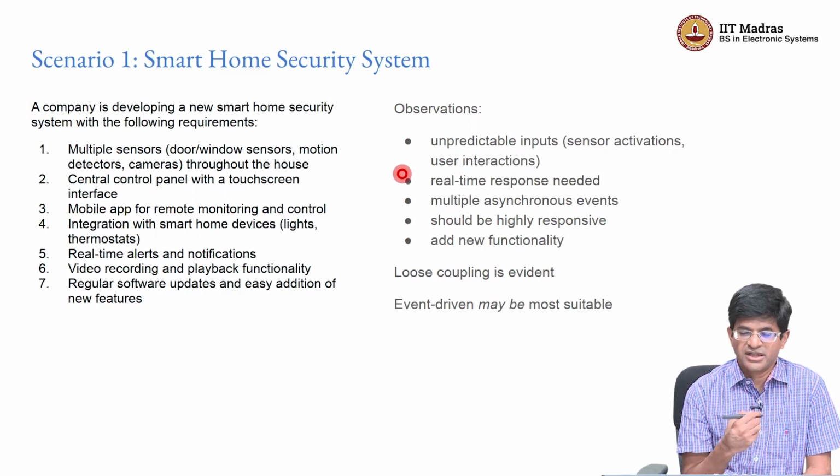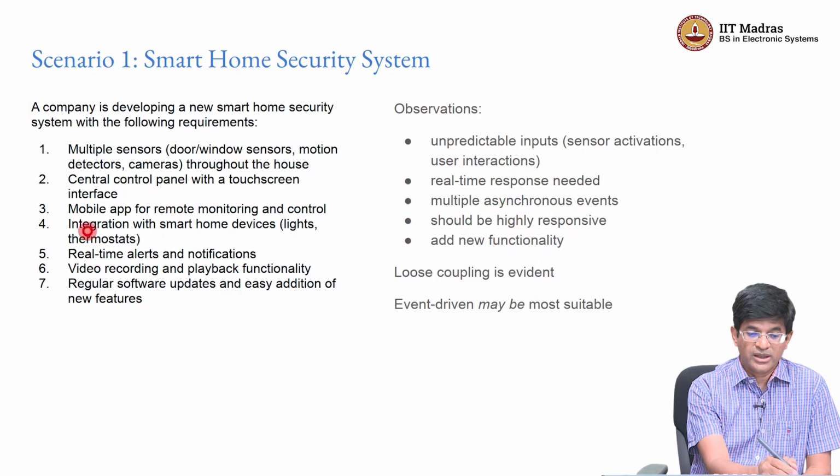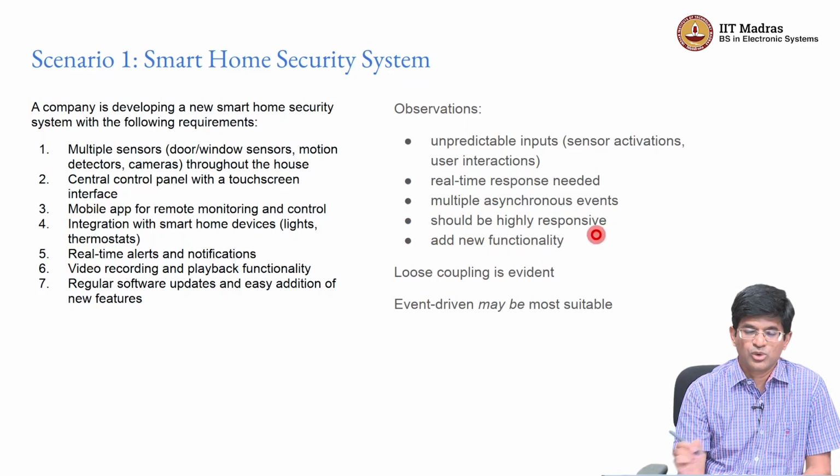Both user interaction as well as sensor activations are asynchronous. You cannot guarantee at what time what kind of input is going to come. In many cases, you need real-time responses. You need to be able to respond to something that happened, right? And you could have multiple asynchronous events. And one of the requirements from all of this, the real-time alerting and so on, should basically be about high responsivity. Okay?